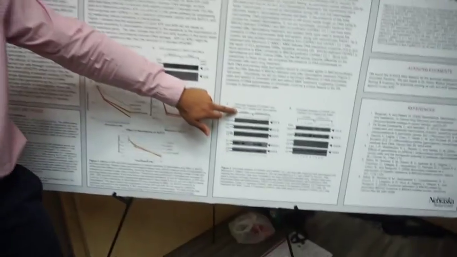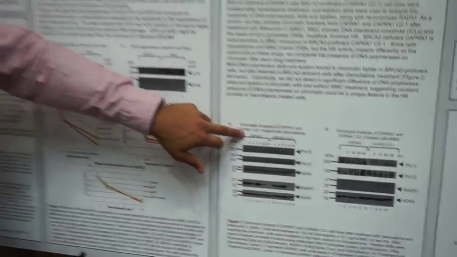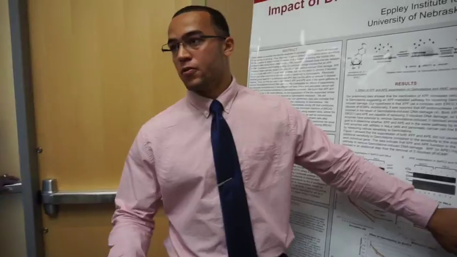So these are our two cell lines. CAPN1 is the BRCA2 deficient, doesn't have BRCA2, so they should be resistant to gemcitabine. And then the CAPN1-C2-1, those are BRCA2 proficient, so those actually are more sensitive to gemcitabine.